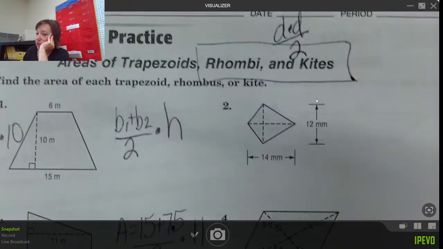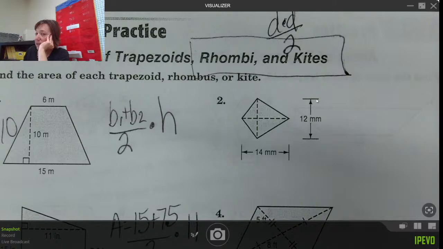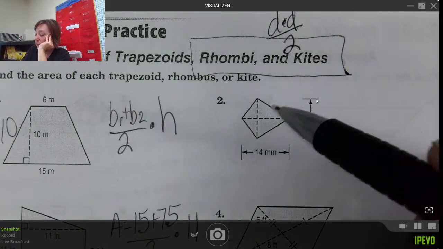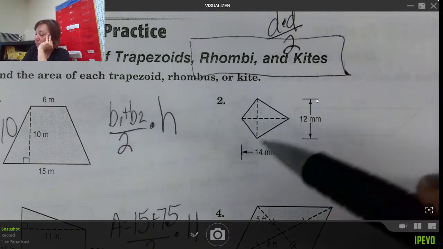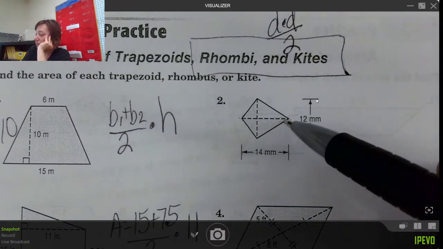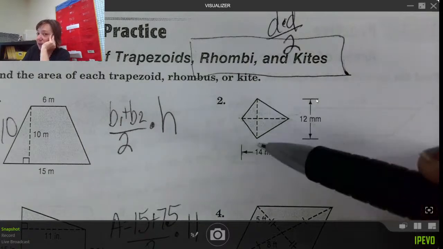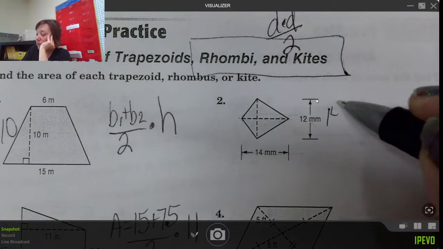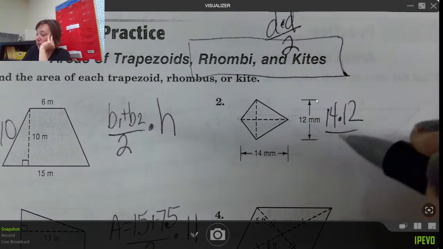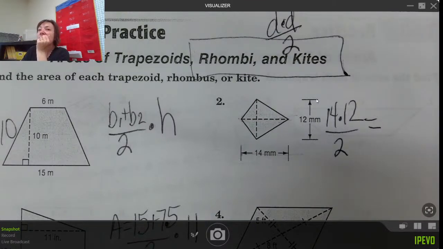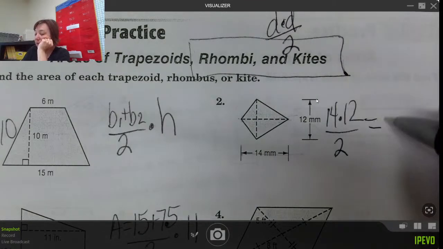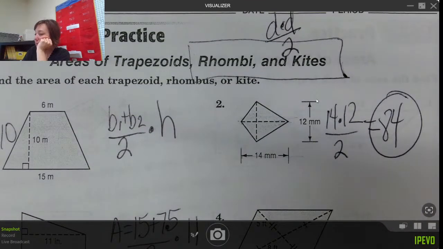So like if you look at number 2, it's a kite, right? So if we want to figure out what the area is, see how they're telling us that it's 14 long, that means this diagonal is 14. It's telling us it's 12 wide, that means that diagonal is 12. So all we have to do is 14 times 12 divided by 2. And that gets us the area of that shape. 84. So that's our area.